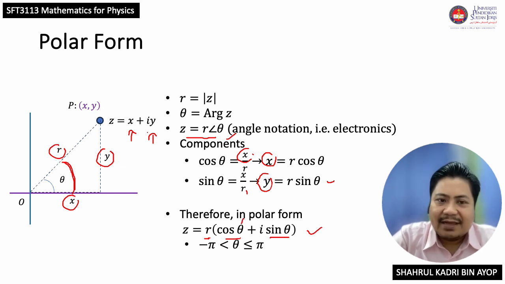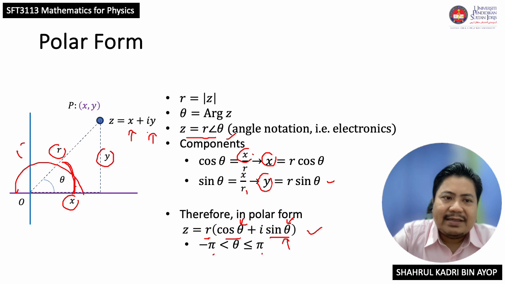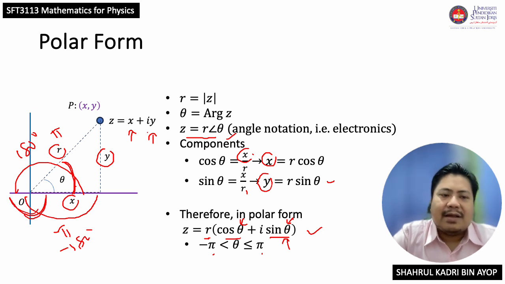That means you have the information about the argument, or the angle from the x-axis. Usually the argument is between negative pi and pi, because pi is 180 degrees. So this is pi, and here this is negative pi, or negative 180 degrees, if it is measured in the clockwise direction.